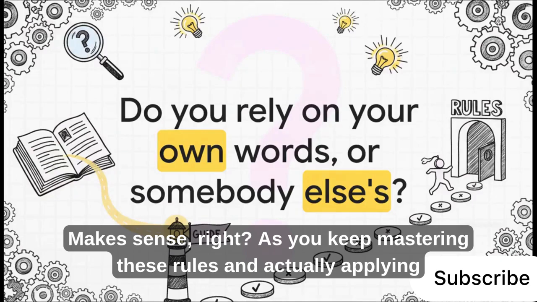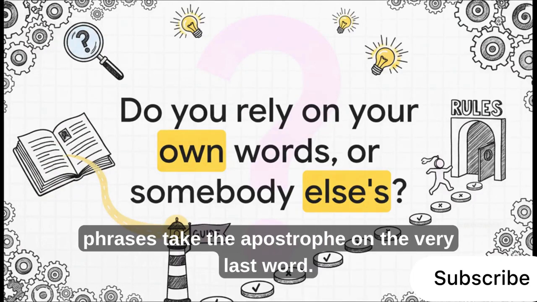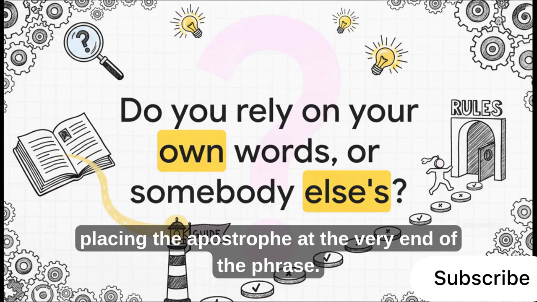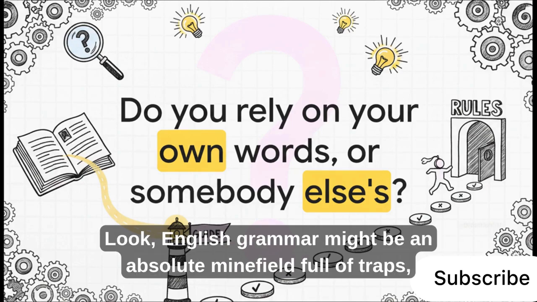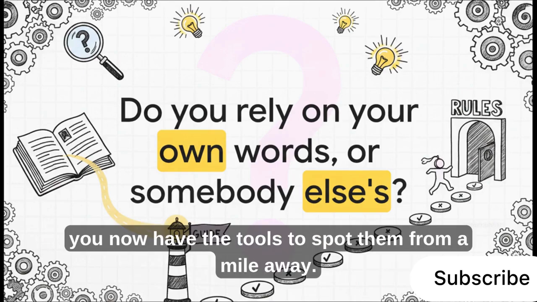As you keep mastering these rules and actually applying them to your own writing, just remember that even compound phrases take the apostrophe on the very last word. Like you rely on somebody else's words, placing the apostrophe at the very end of the phrase. Look, English grammar might be an absolute minefield full of traps, but with this guide, you now have the tools to spot them from a mile away.